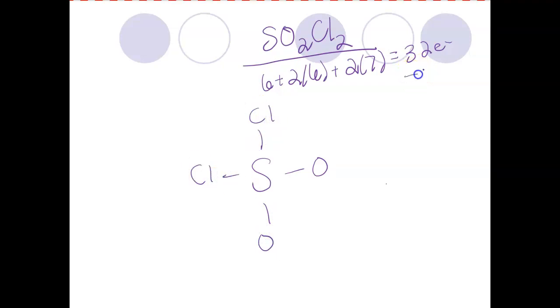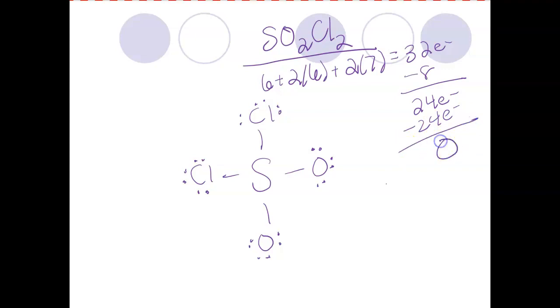So I've used 8 electrons so far. Is that 24? So I'm going to put dots on the outside atoms, so they each have 8 electrons. 2, 4, 6, 8, 10, 12, 14, 16, 18, 20, 22, 24. So I've used 24 electrons. So I have 0 electrons left. The central atom has its octet.